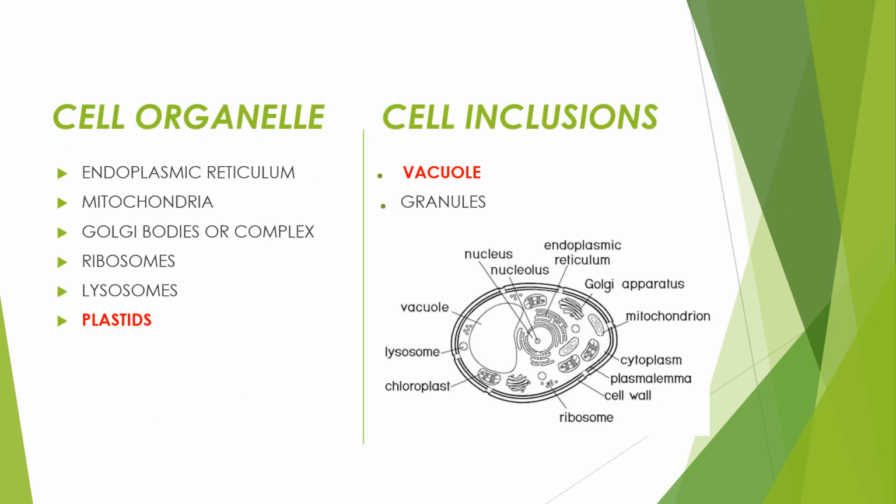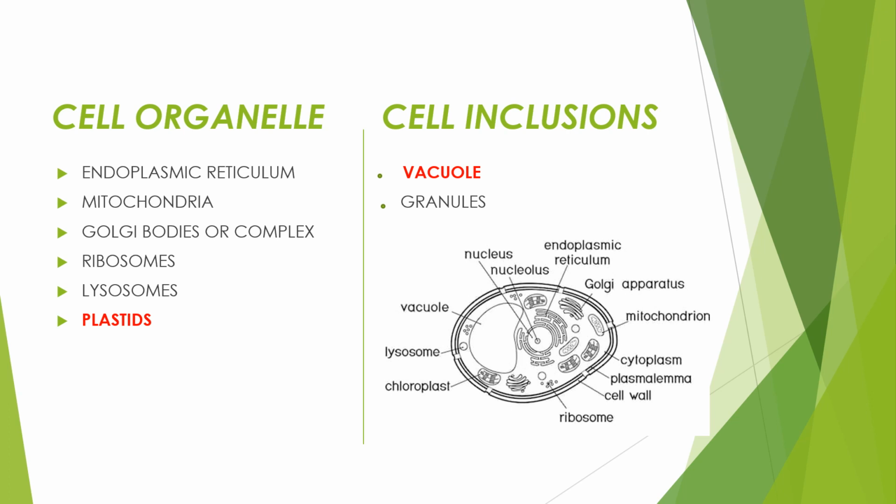Now next slide. Various cell organelles are endoplasmic reticulum, mitochondria, Golgi bodies, Golgi complex, ribosomes, lysosomes, plastids. You can see all the cell organelles and the cell inclusions in the diagram also. One picture is given in this slide, and all the cell organelles are shown in this picture, and how they are arranged you can also see. And among cell inclusions, there is a big hollow, white vacuole, and granules are there.